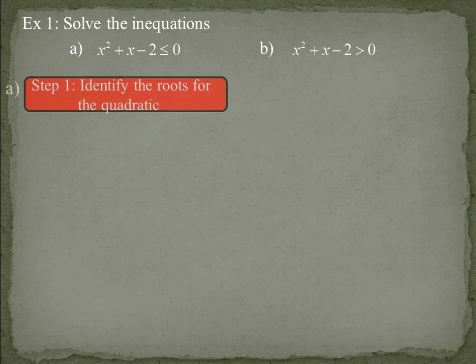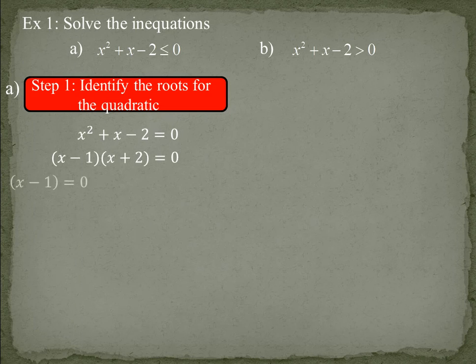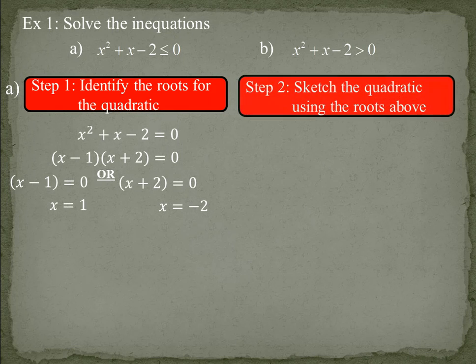So part A, as I said, step 1, no matter what the question says, if it's an inequation, you need to identify the roots of the quadratic. So you set x squared plus x minus 2 equal to 0, factorize it, and then solve for both solutions, for both roots. Once you have both roots, that allows you to draw a sketch.